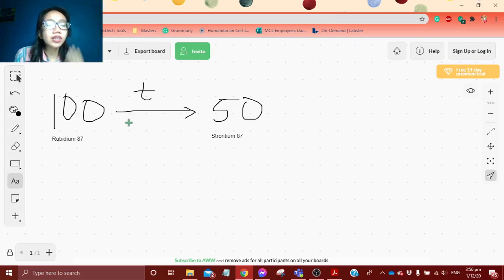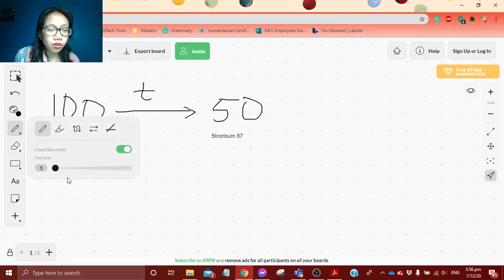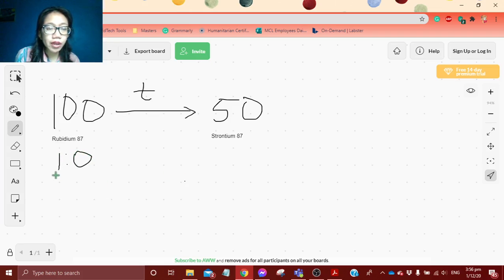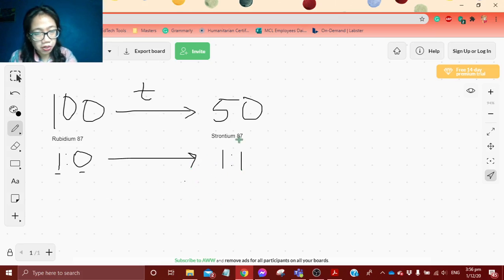Okay. You can also look at this in terms of ratio. So for example, here we have 1 is to 0. You have 1 parent isotope and you have 0 daughter. But by the half-life, you have 1 is to 1 because they're equal now. 50%, 50%. So half of it is rubidium-87, half is strontium-87.